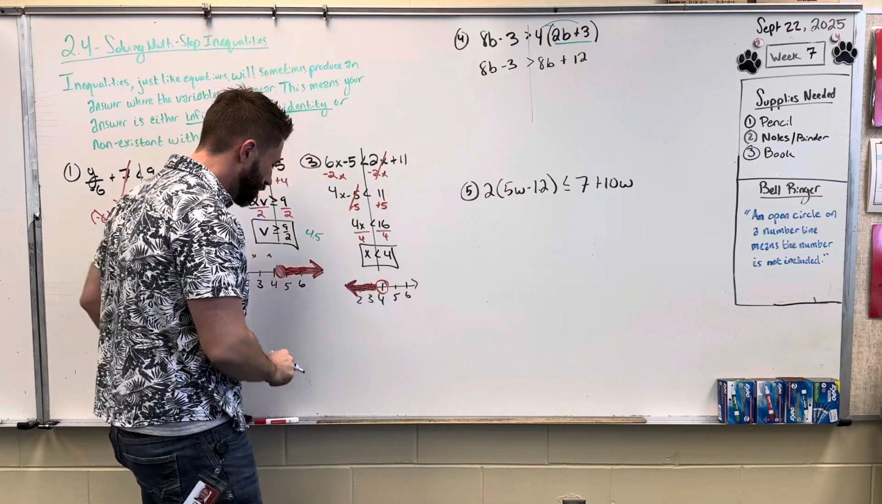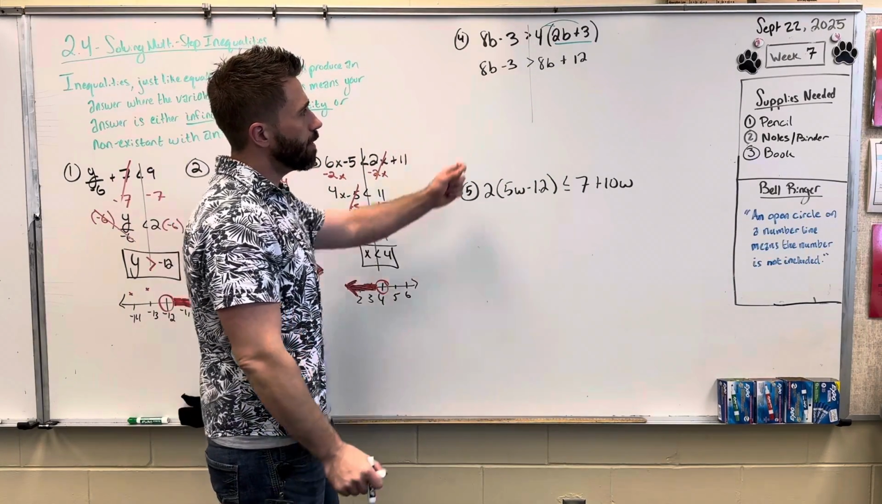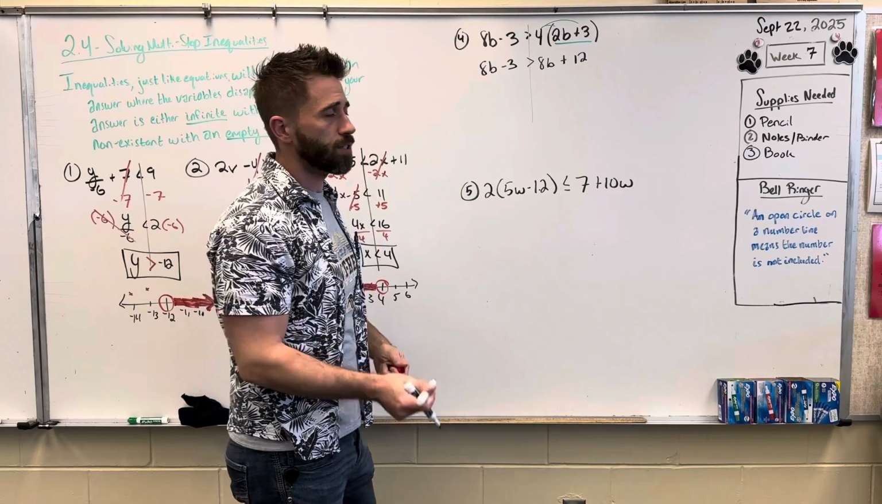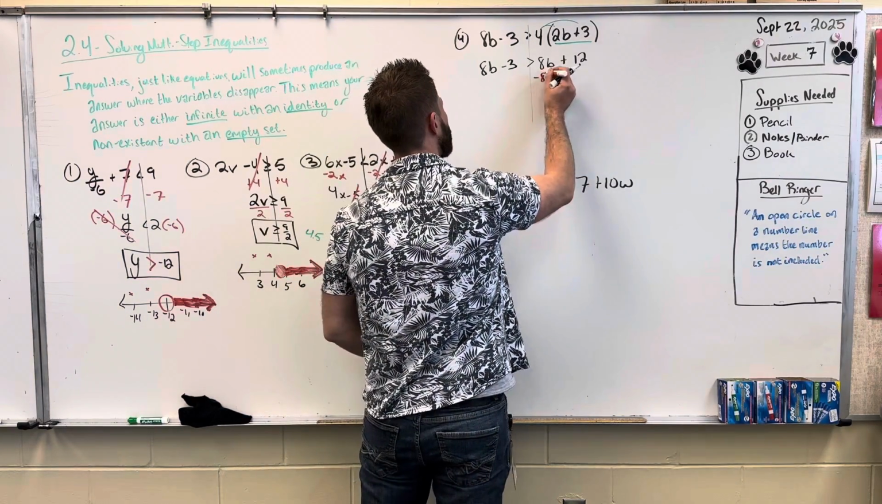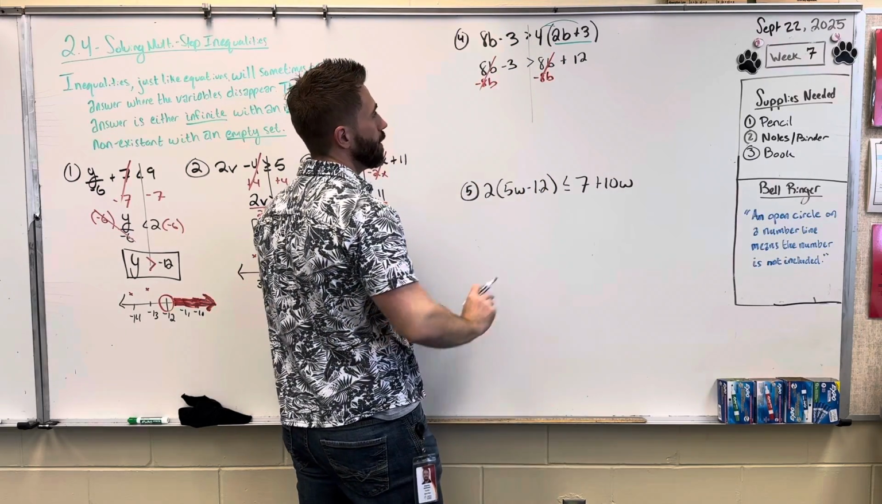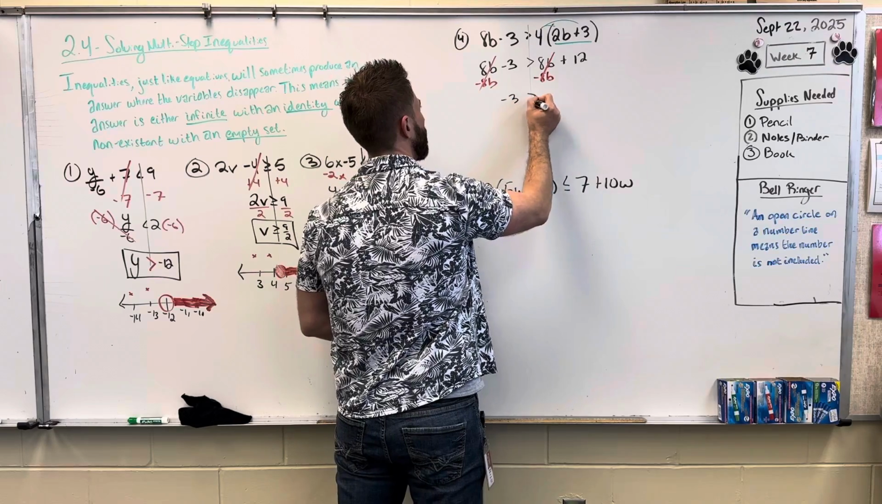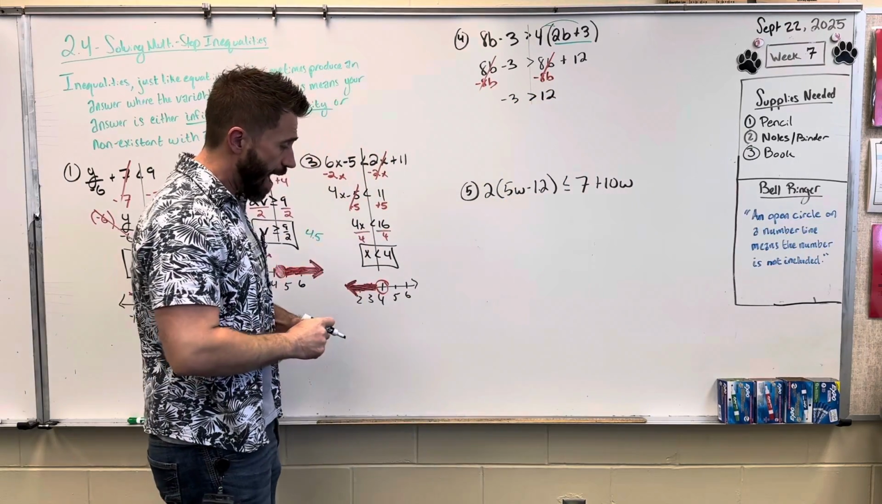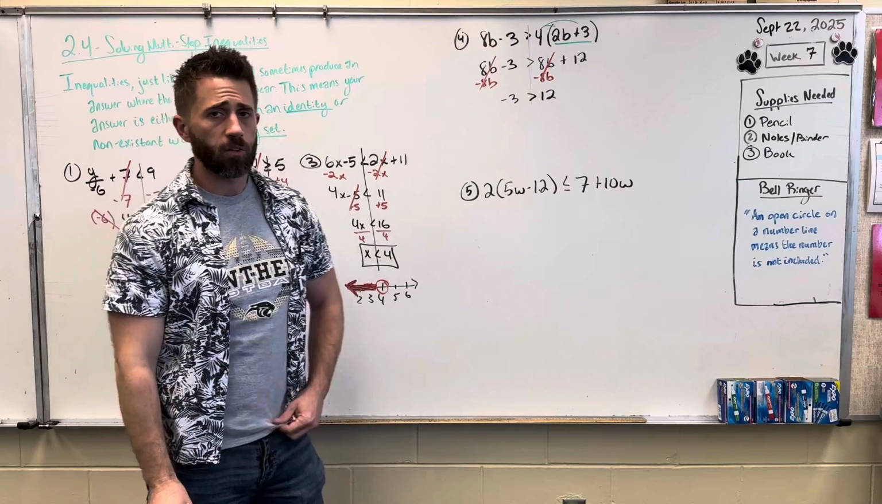So simplification, super easy. And then when I notice I have a b on the left and on the right, I got to get rid of one of them so that I can solve for the other. So I'm going to go ahead and subtract 8b from both sides. Now the problem is it gets rid of both of them. And I'm left with this statement right here. And I want to ask you, how often is negative 3 greater than 12?